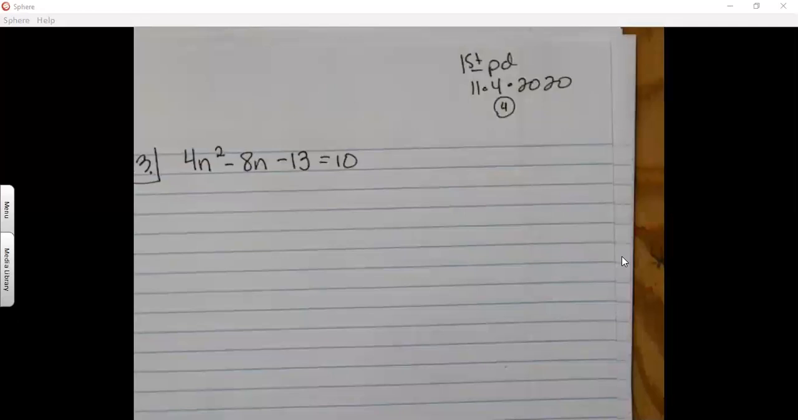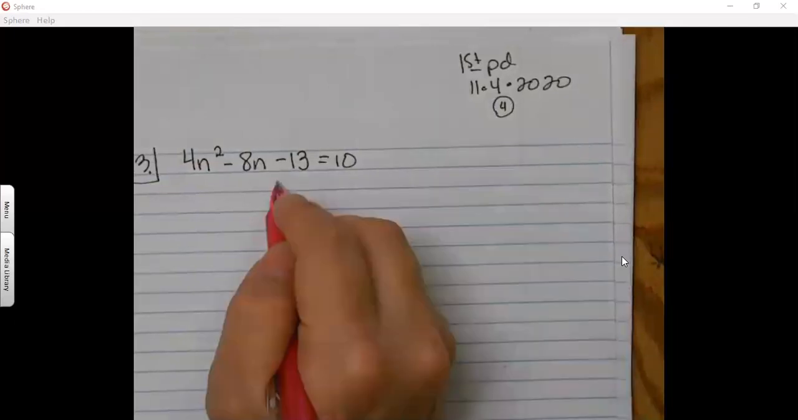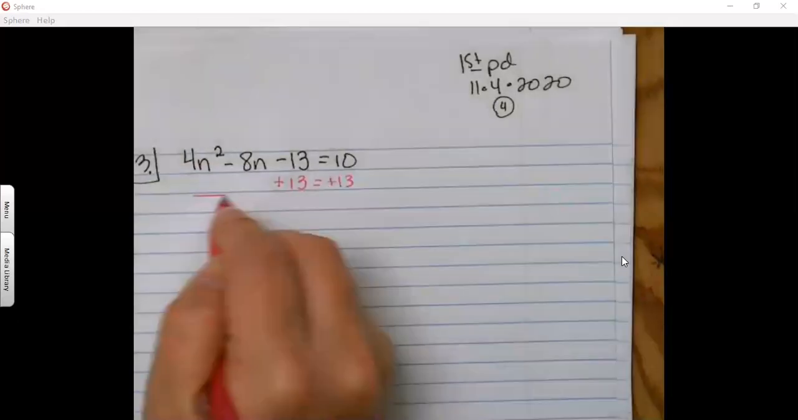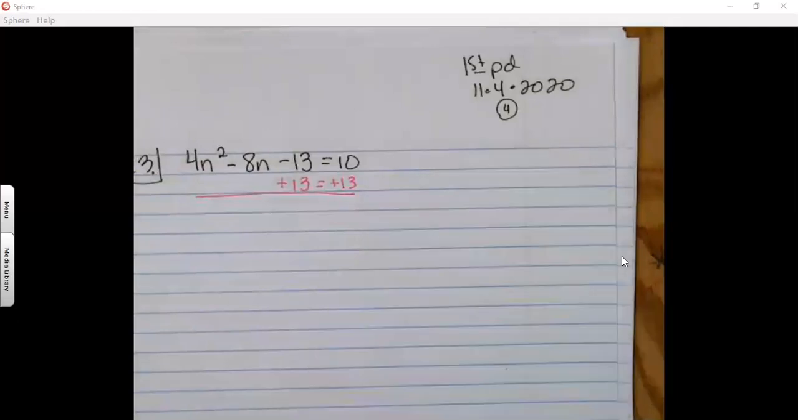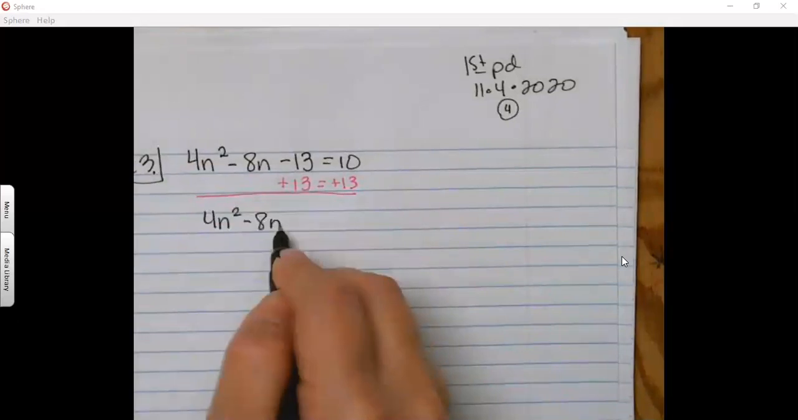All right, first step. What are we going to do for our first step? Add 13 to both sides. So that gives us 4n squared minus 8n equals 23.